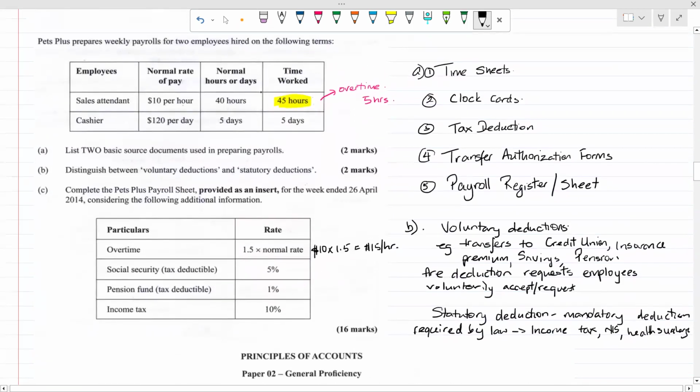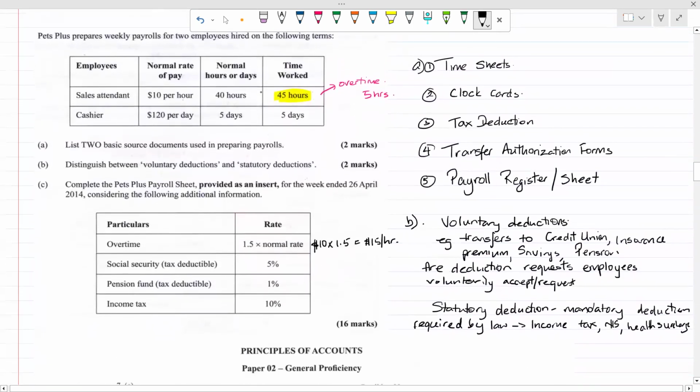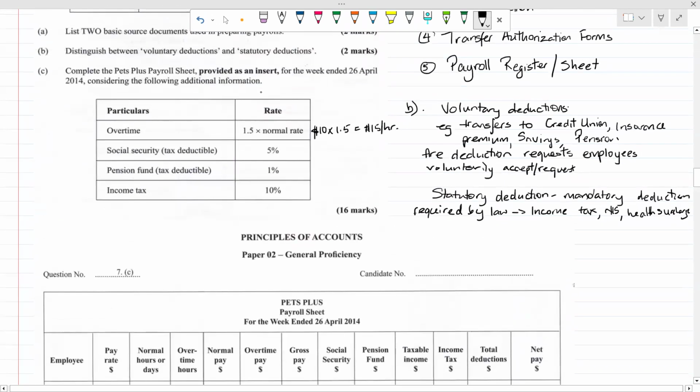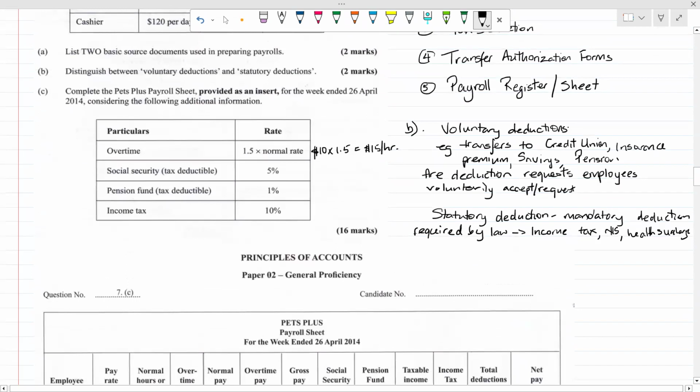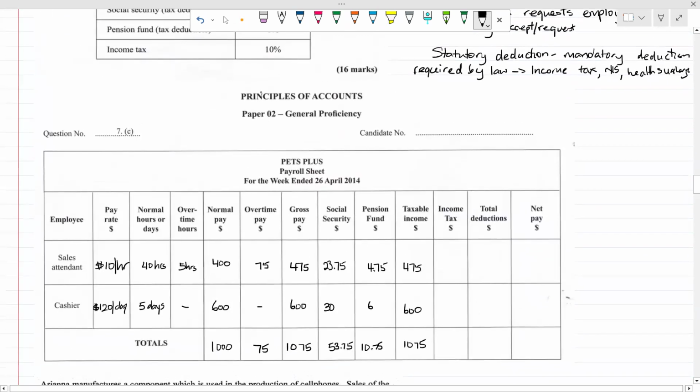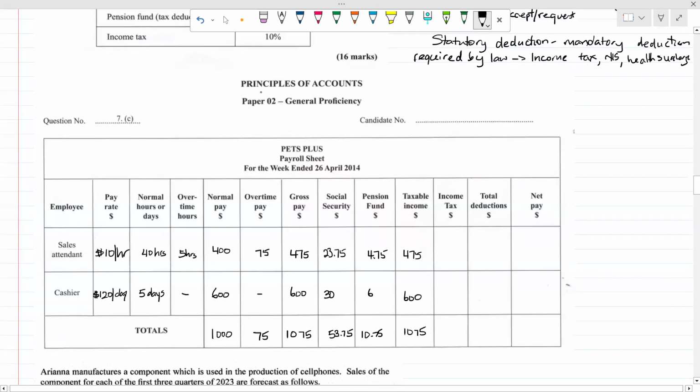They didn't say anything about any tax allowances. I'm not seeing anything about any tax allowances. So I'm going to say here that the taxable income is equal to 475 and equal to 600. Income tax is 10%. So 47.50 and $60. Total deduction.